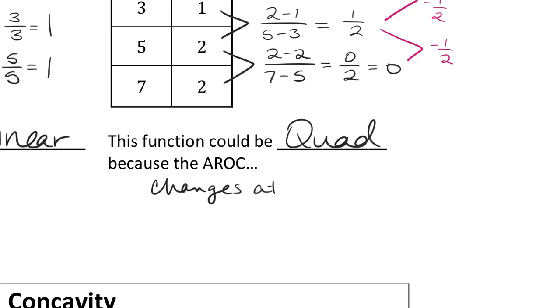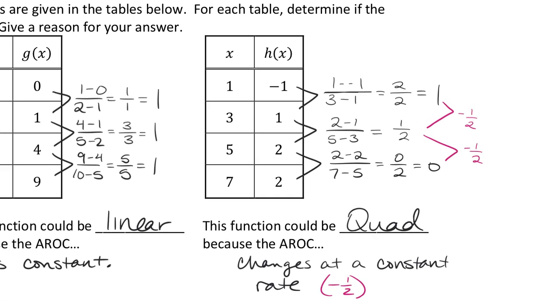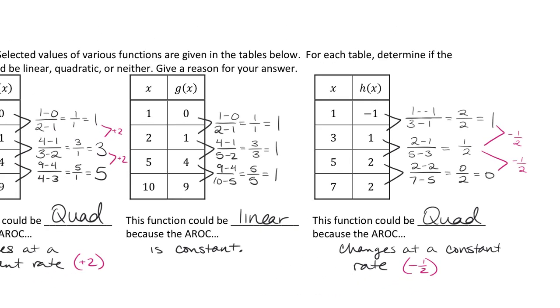changes at a constant. Wow, can I make my handwriting any worse? Let's try that again. Constant rate, and that constant rate is subtracting by 1/2. If there was not a pattern between your average rates of change, like let's say one was +5 and one was -3, then you would say neither. Okay, that's when you would say neither. But we do want to look for that pattern in the rates of change to see if it changes at that constant rate.